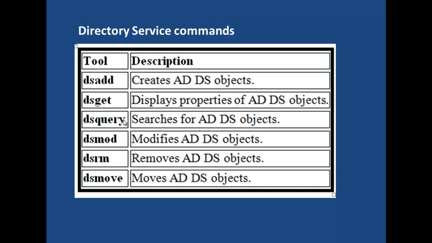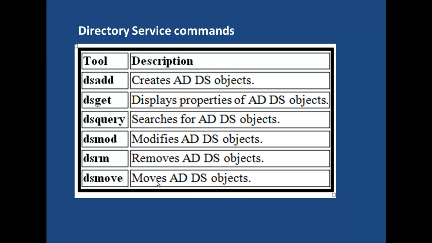Then there is DS query. If you want to search for an object in Active Directory, you can use the command line DS query. In the graphical user interface, you will have the graphical search box. Then you will have DS modify, DS mod, and this modifies objects that you create in Active Directory. Then you have DS rm, the command line used to remove Active Directory objects. And then you have DS move, and this directory service command moves Active Directory objects.